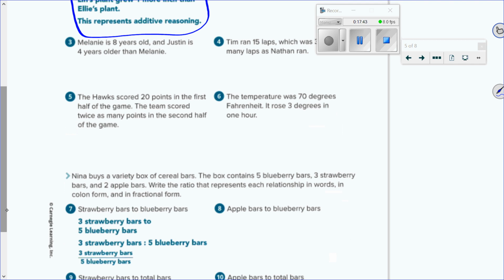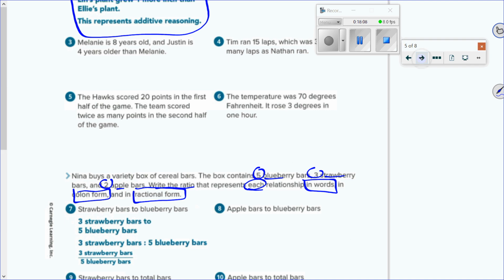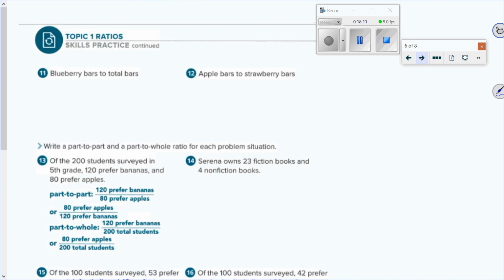Second part. Nina, she's got a box that contains 5 blueberry, 3 strawberry, 2 apple. Write the ratio that writes each relationship in words, in colon form, and in fractional form. So just like we did earlier in our activity. You're taking each of these, you're writing it in all 3 forms. Is everybody okay on that? Those directions go onto the back page for 11 and 12.